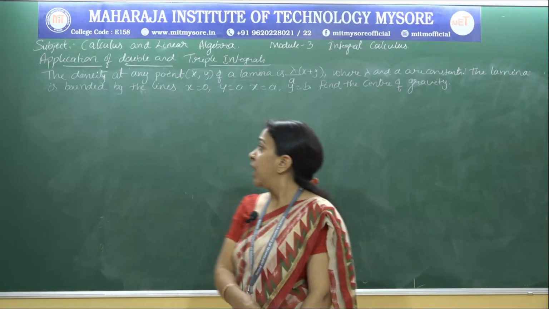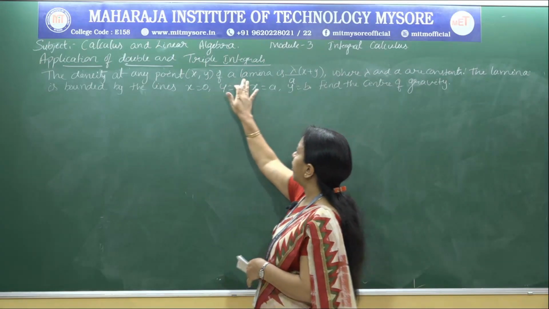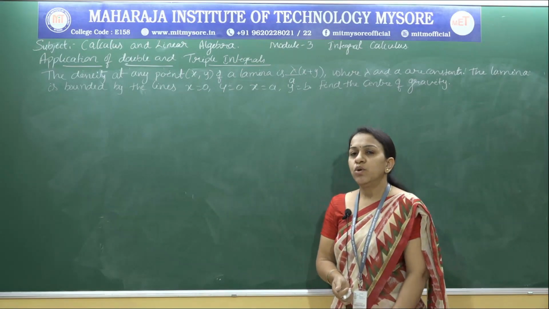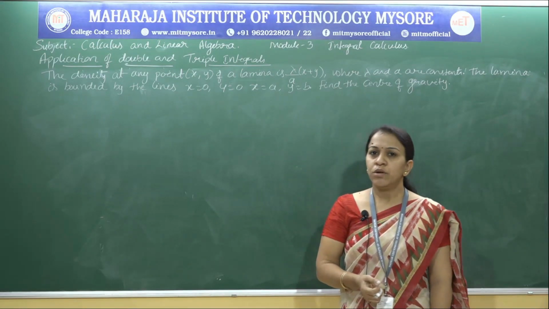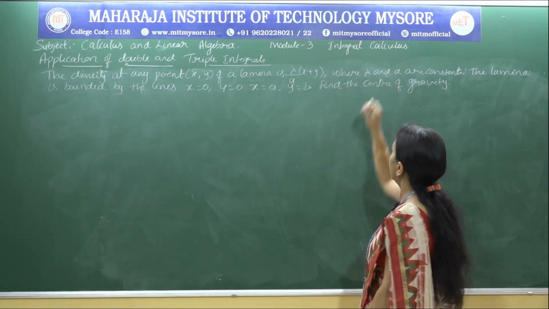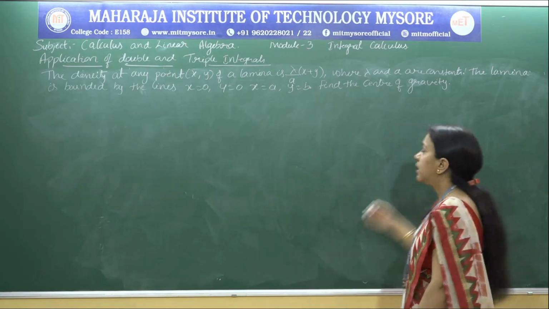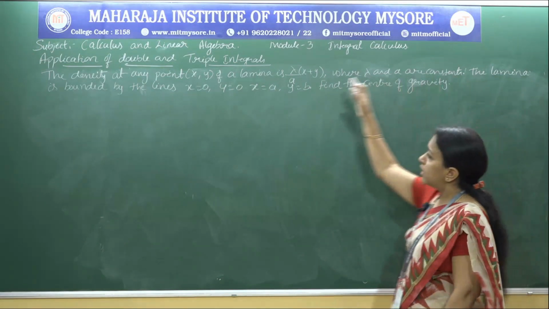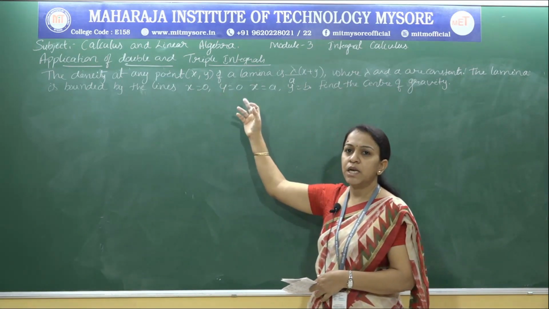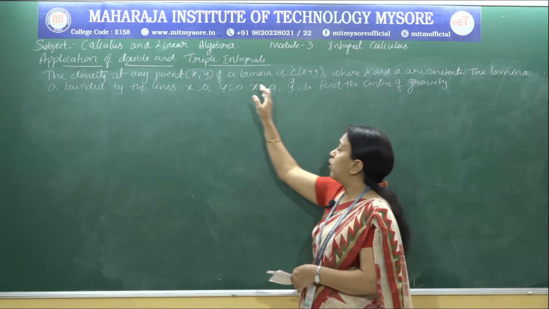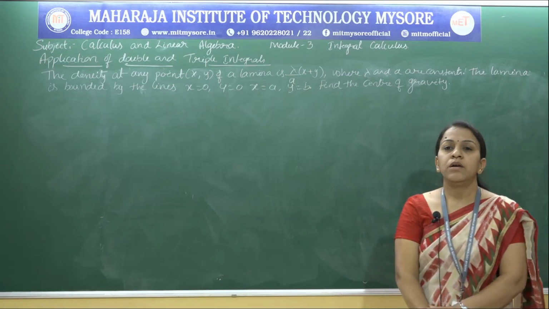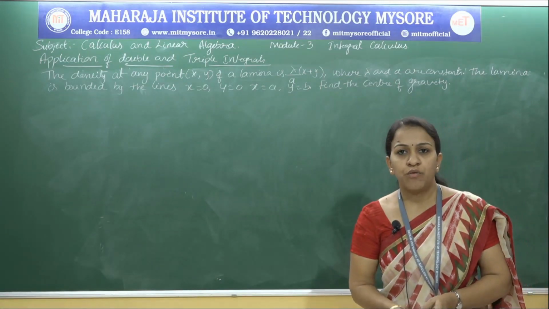Now the next problem is, the density at any point x comma y of a lamina is given, that is lambda by a into x plus y. So in the previous problem also they gave you the rho value, here also they gave you the rho value, and lambda and a are constants. The given lamina is bounded by the lines x equal to 0, y equal to 0, nothing but the x and y axes, and also x equal to a and y equal to b. Then for that lamina we are supposed to find the center of gravity.